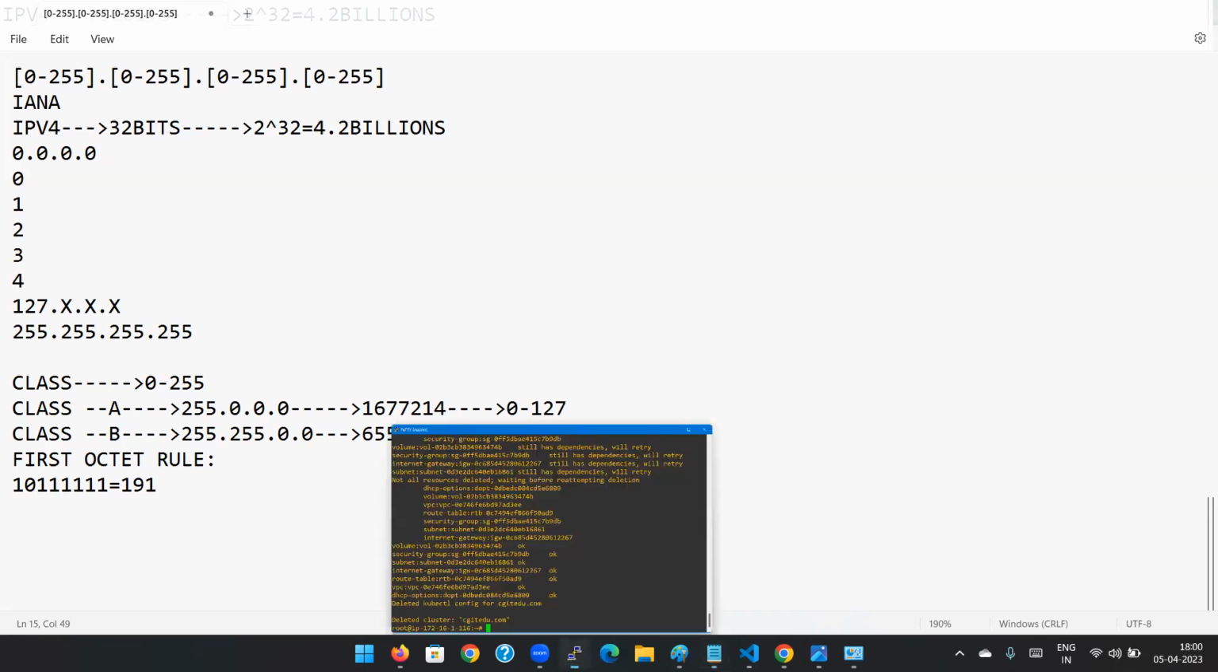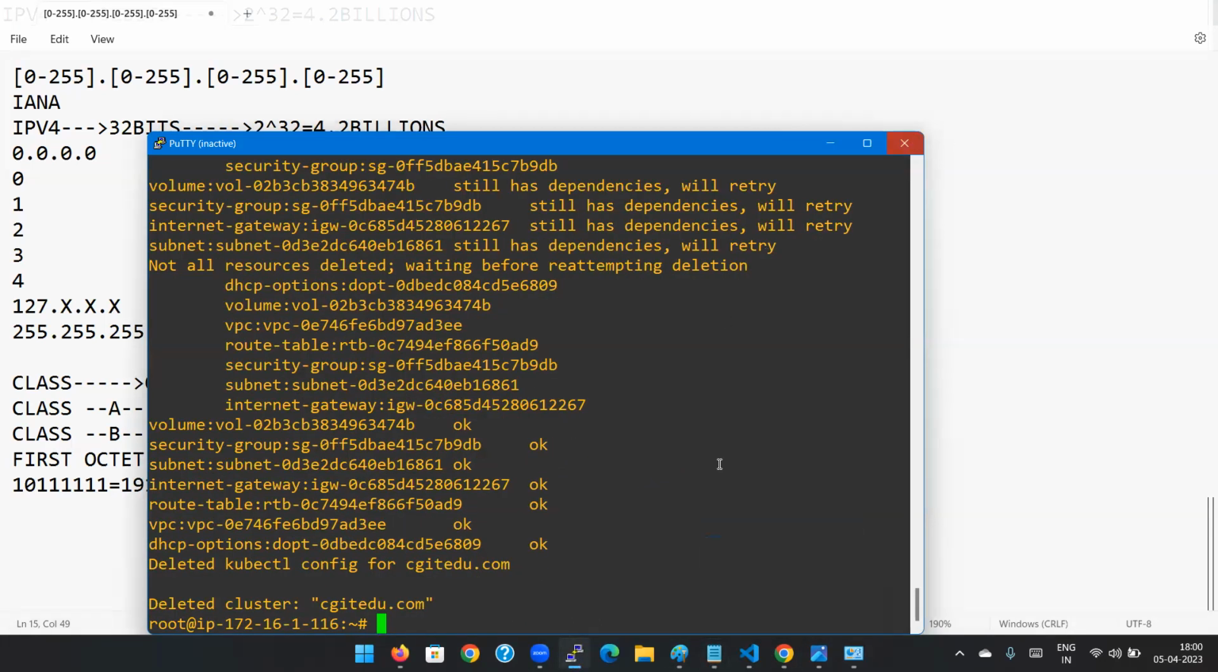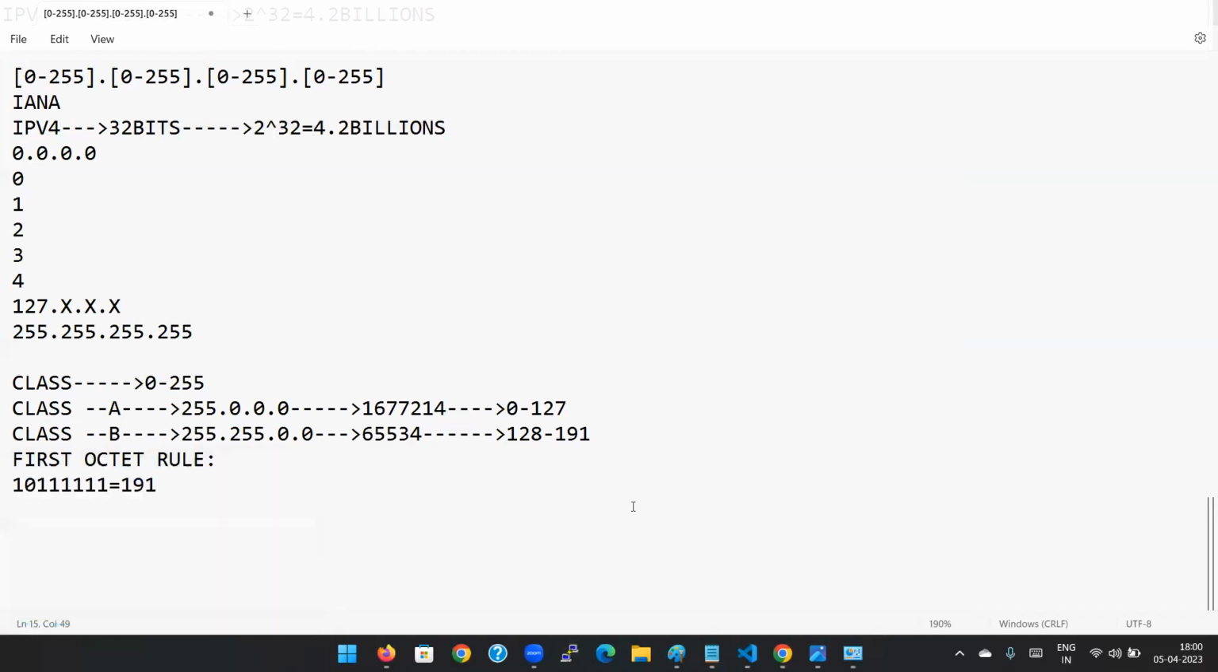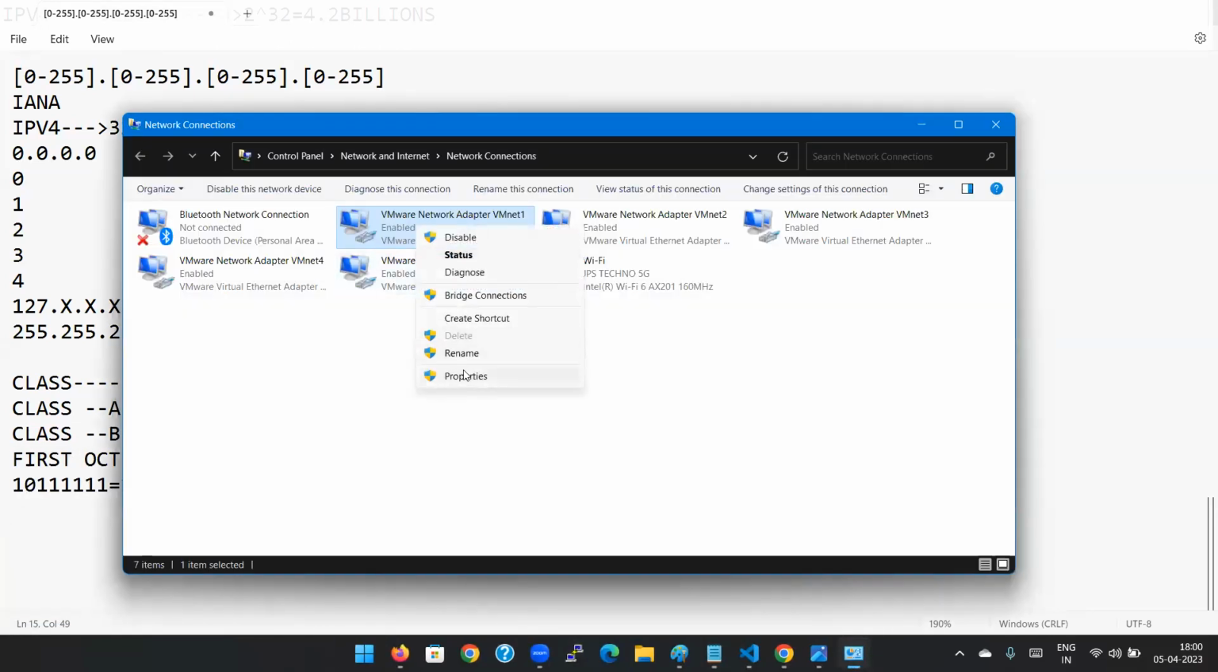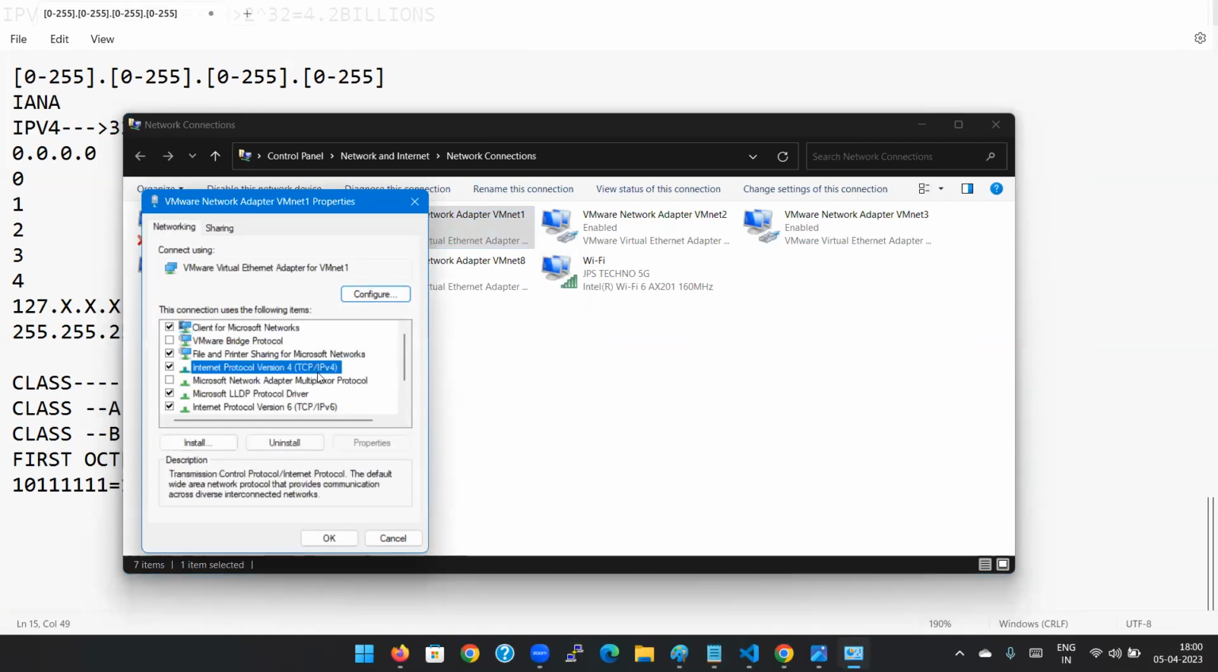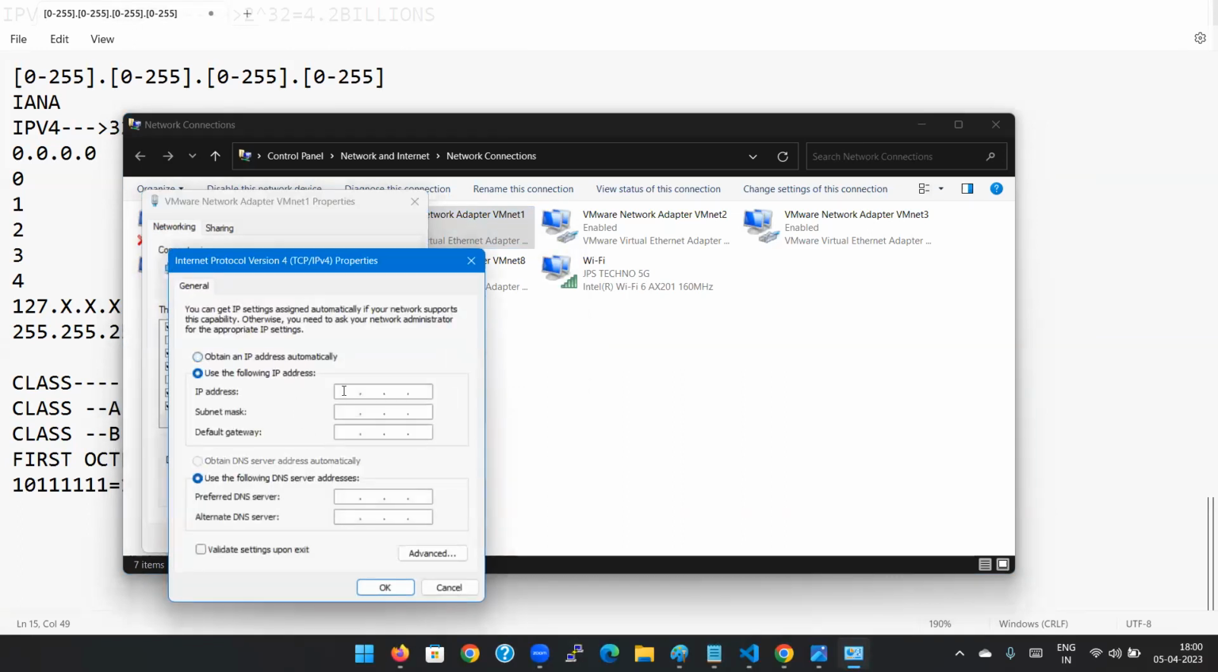Let me go back to my IP address. Hold on. I will go back to my adapter and try to assign an IP. Let me go to properties, TCP/IP version 4. Here I will give 172. See, when I give 172, I did not fill the second, third, and fourth octets, but automatically the default subnet mask I am getting is 255.255.0.0. This subnet mask represents that this IP address is in the range of 128 to 191, so it is in the class B range.